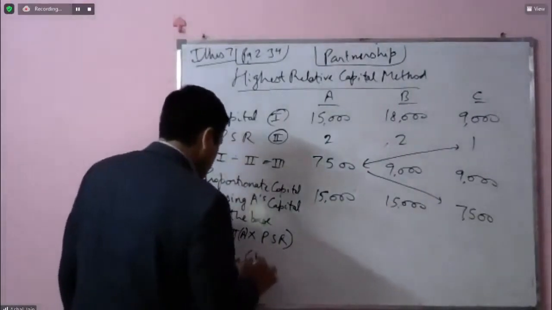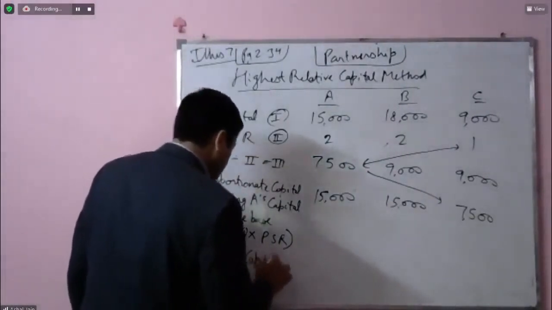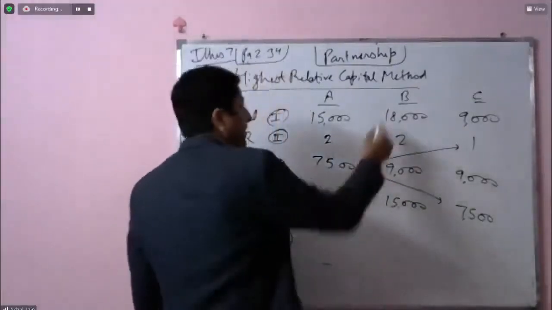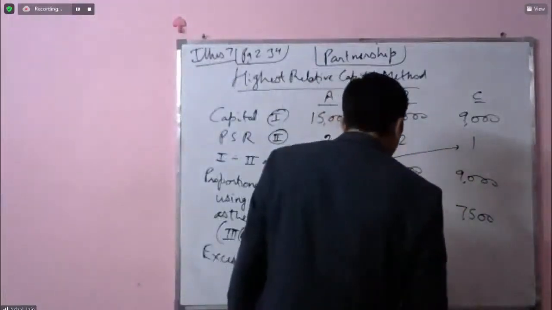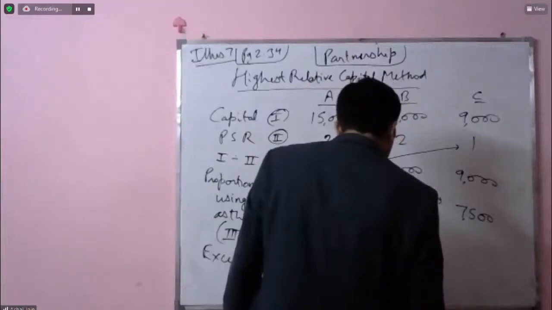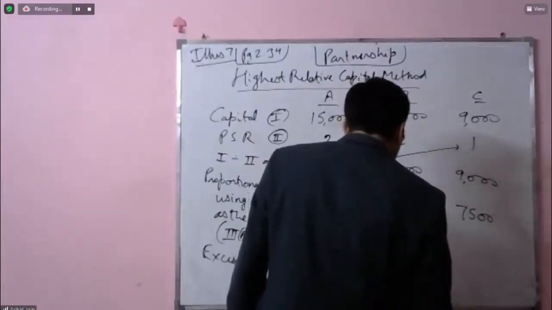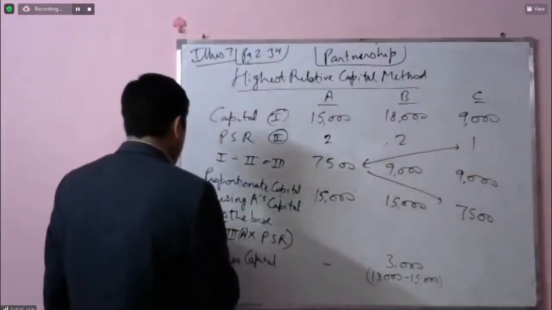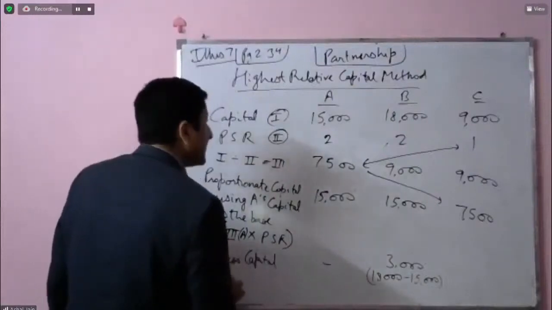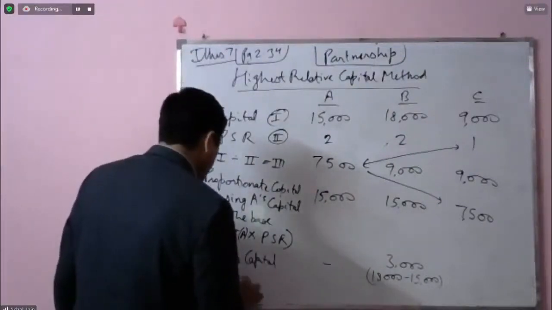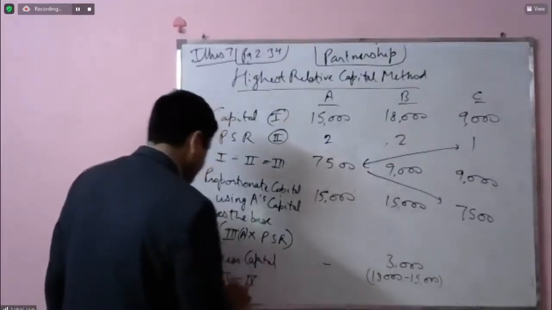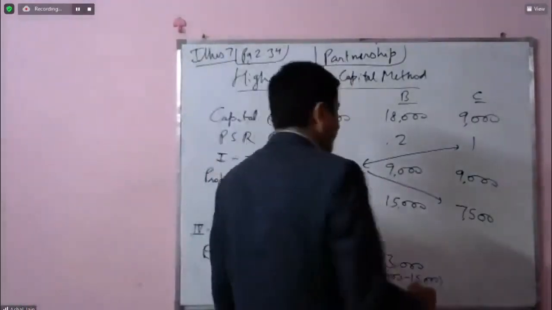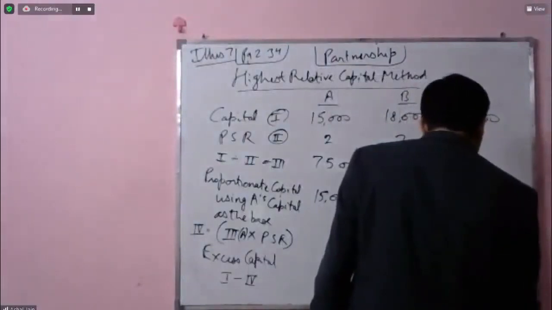Excess capital. If we compare these two, this is not excess. If we compare these two, 3,000 is the excess capital. This is 18,000 minus 15,000. Or for your purposes, you can also say that it is 1 minus 4. Okay, this is 1 minus 4. And over here we get 1,500.